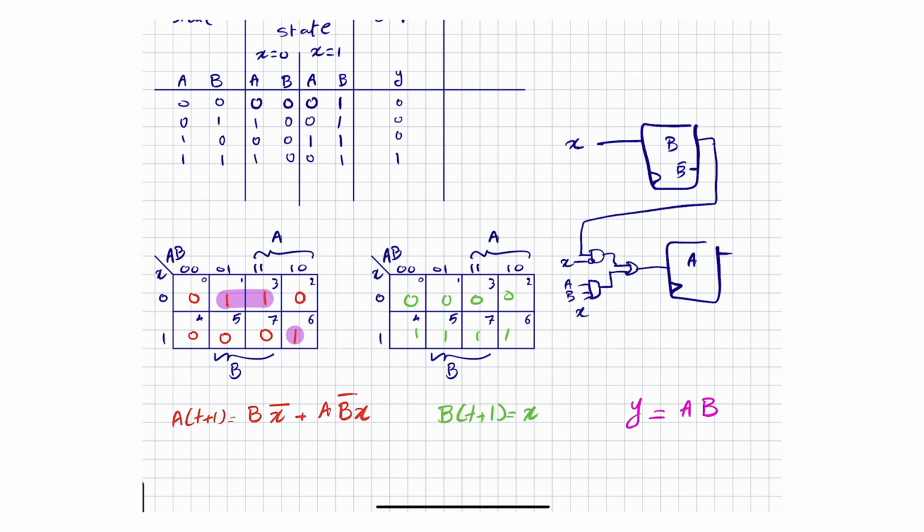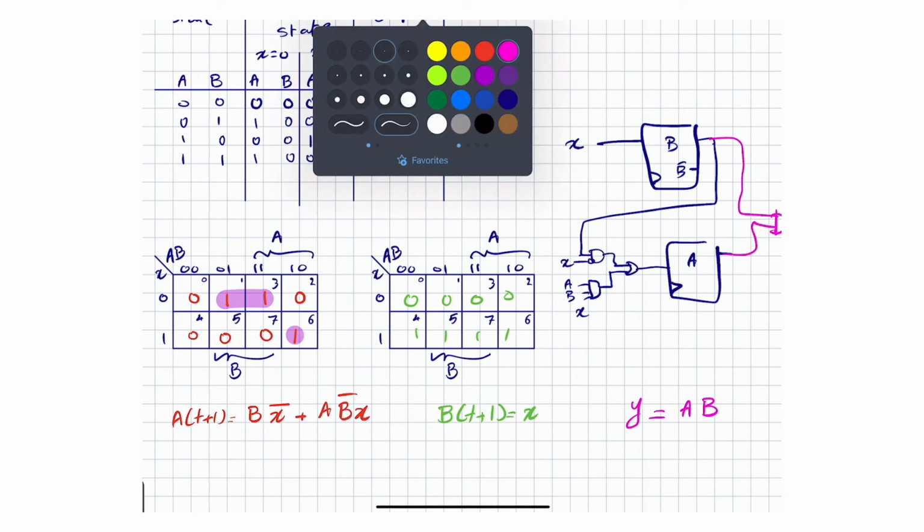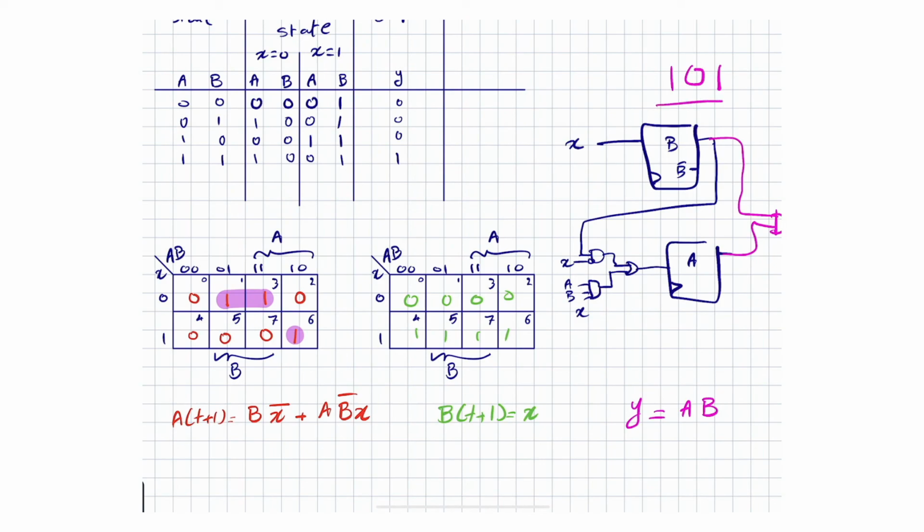So the final step is to figure out what the output is, and the output really is just A and B together, and that will be Y. And this is the implementation for the 1, 0, 1 sequence detector.